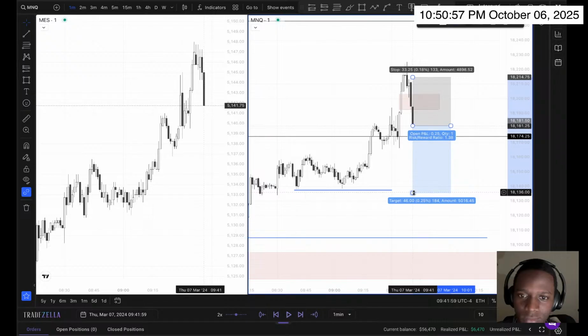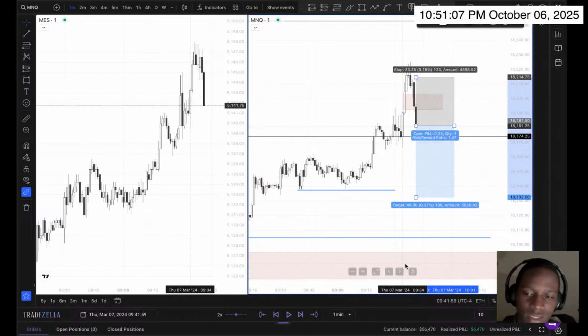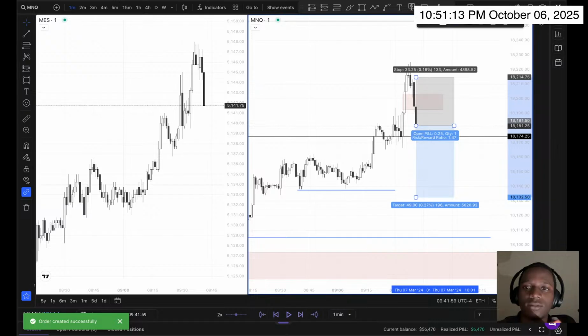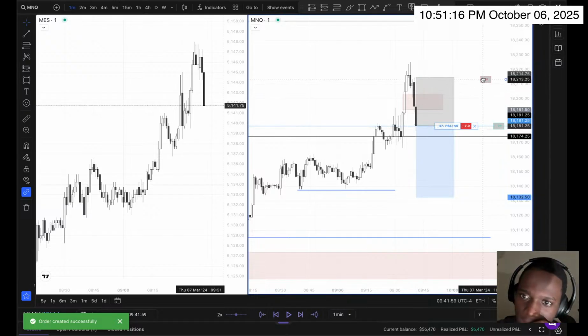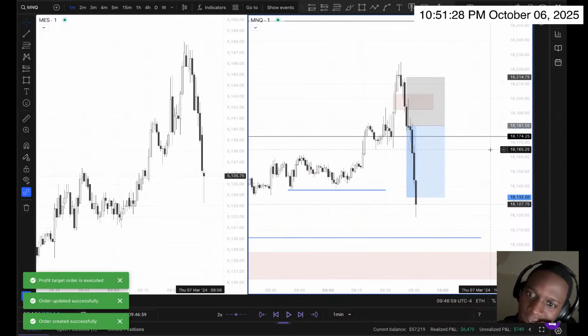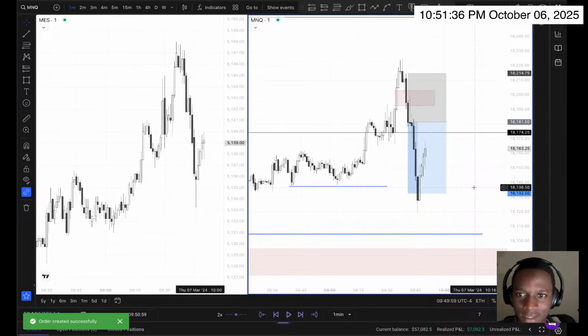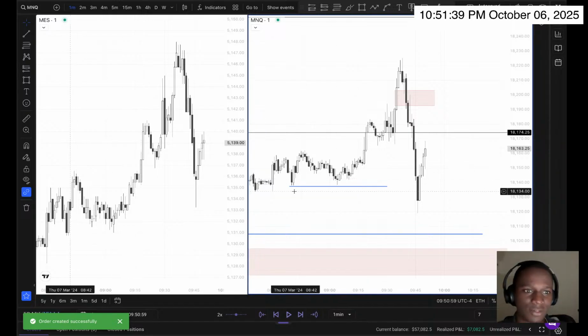So 1.4R here. 33, so that's 66, 400 over 66, that's 7.5, so 7. Stop loss right there. And boom, target gets hit. Target hit. Okay, now another entry is about to form.